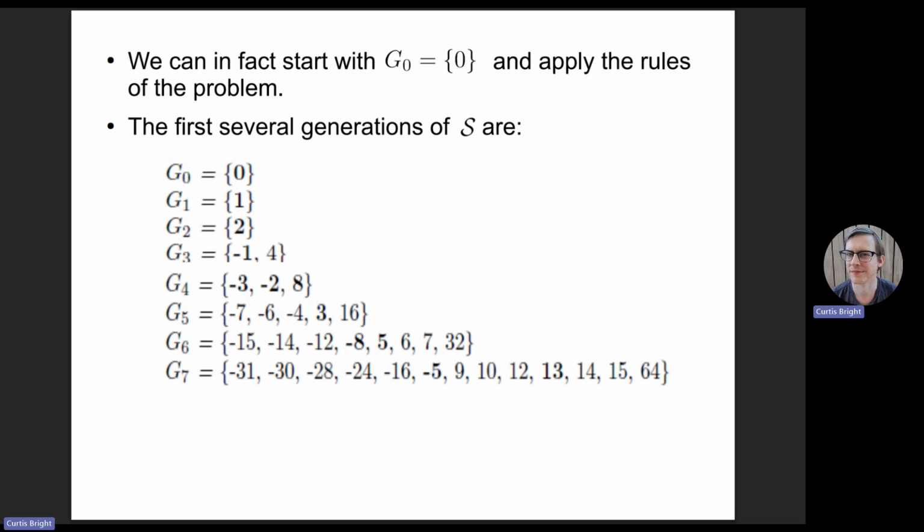G4: negative 3, negative 2, 8. Those are all either Fibonacci numbers or their negatives. Then we keep looking. If you can see the numbers in bold, at least up to G7, all of these have either a Fibonacci number or its negative. So does this always hold, is the question. And why would it hold?